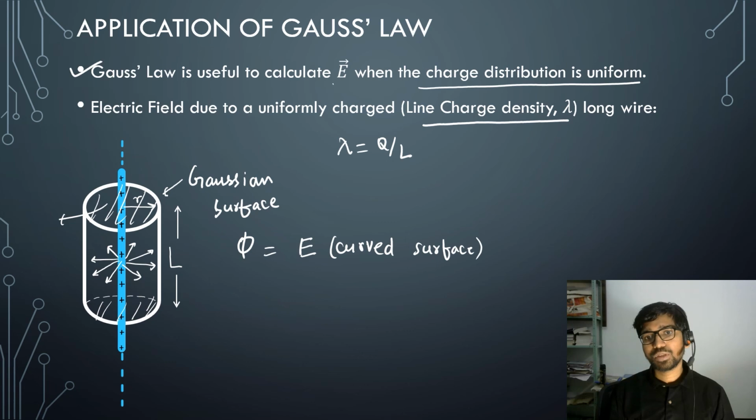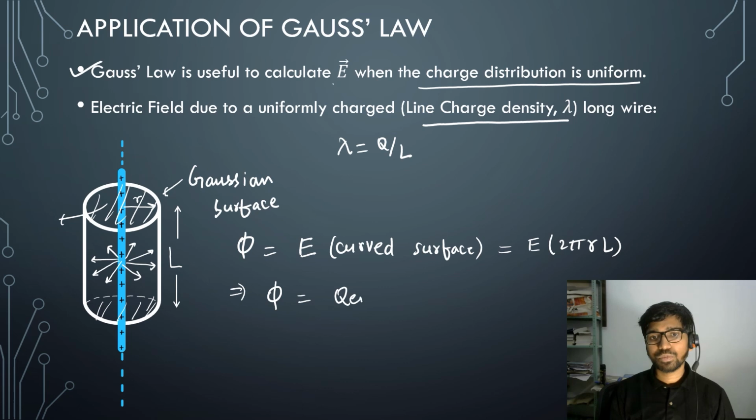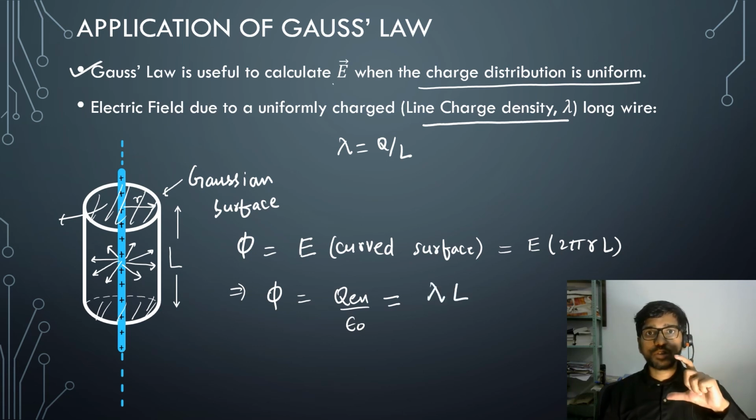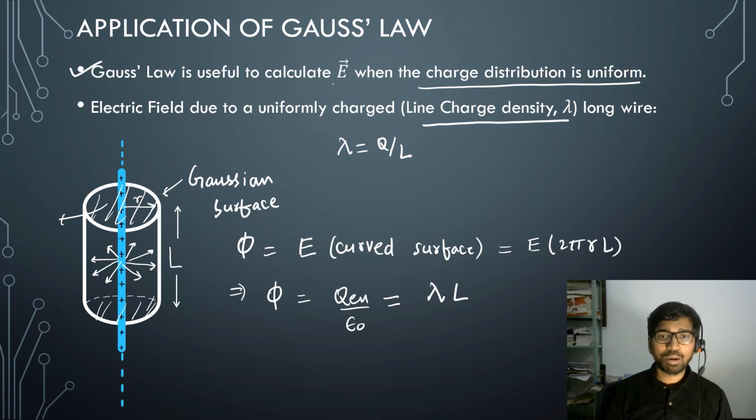Fine, and its value will be equal to E times 2 pi RL. The curved surface area of a cylinder is equal to 2 pi RL. Fine, and by Gauss law we know that flux is equal to Q enclosed divided by epsilon naught. What is Q enclosed? Q enclosed is the charge contained in the region enclosed by the Gaussian surface, which will be equal to lambda times L. The length of the cylinder is L, therefore the charge within that cylinder will be equal to lambda times L, divided by epsilon naught.